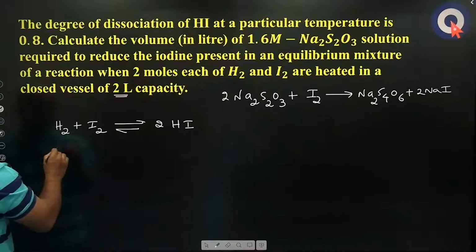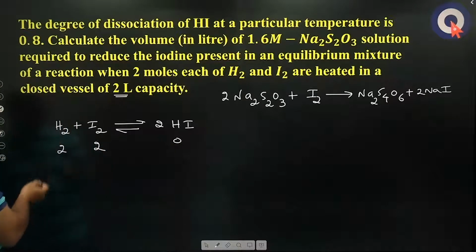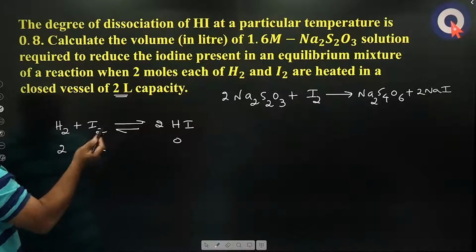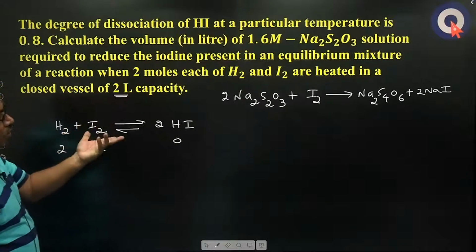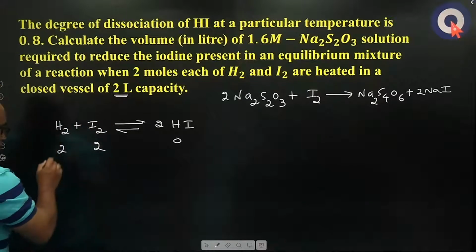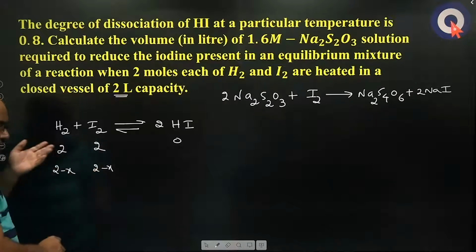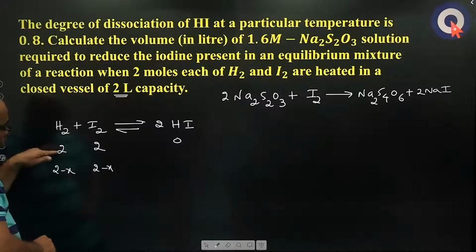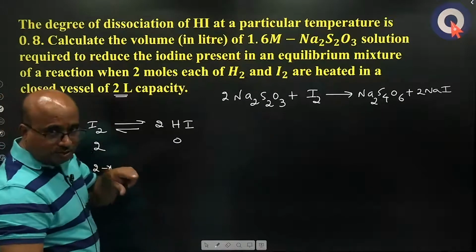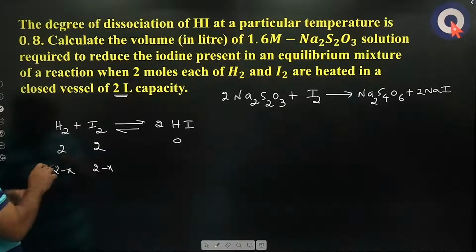So initially we have taken 2 and 2, and this was 0. But to attain the equilibrium, H2 and I2 have to be consumed, because it is heated in a closed vessel. So 2 minus x of this, 2 minus x of this will be there, because x is reacting. I don't use alpha. If I use alpha, 2 is the moles present, and alpha will be the number of moles reacting for 1 mole. So the number of moles consumed for 2 moles should be 2 alpha.